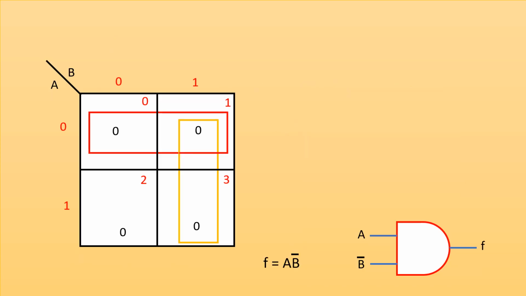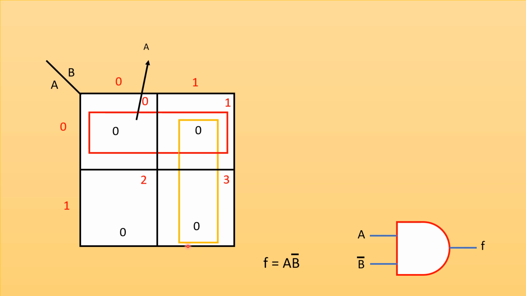Now we have to read the Kmap. So, in order to read the Kmap, we have to consider two squares here. First, let us consider this red square. Let us read this part. So, here the variable B is changing from 0 to 1 and the variable A is constant. That is, here this A is constant throughout this red square. Therefore, we can read this part as A.